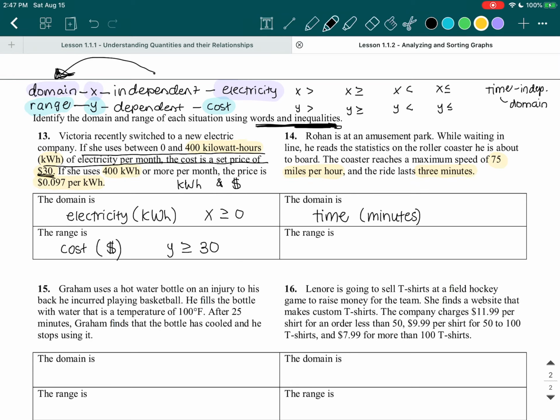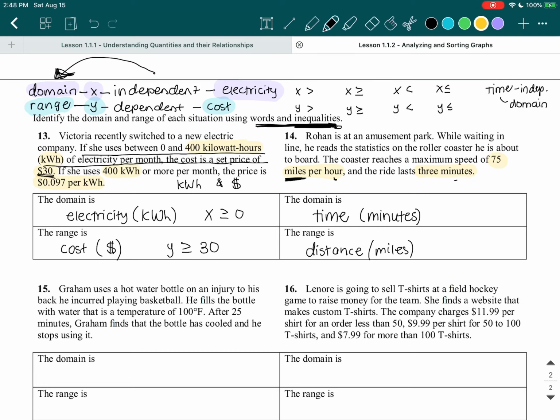And then now let's talk about the range. The other unit that we talk about is miles. So we talked already about time, hours and minutes, but now we have to deal with miles. Miles is a measurement of distance, okay? So the range is distance. And the units they gave us was miles. All right, so now we have our domain and range in words, but we need to use inequalities to describe them. So let's start with domain, okay?